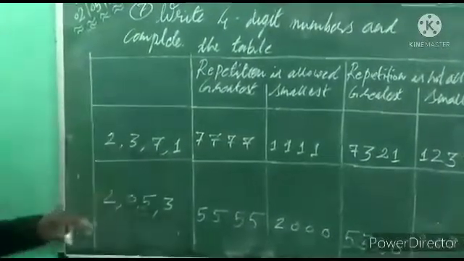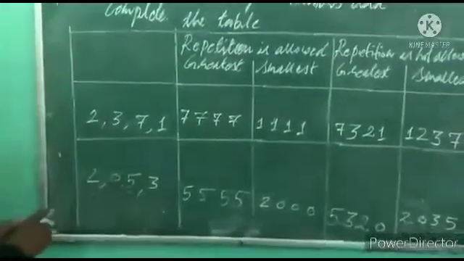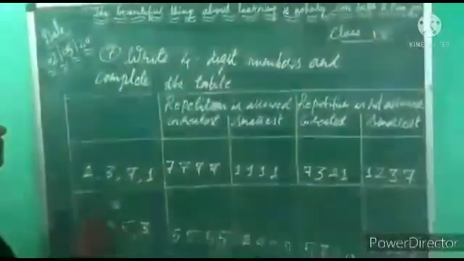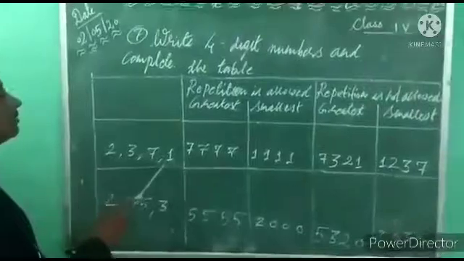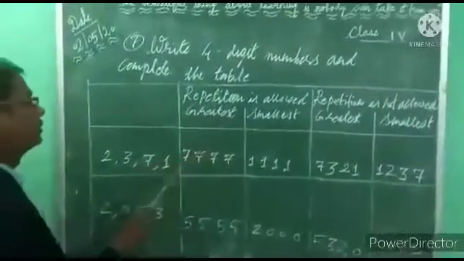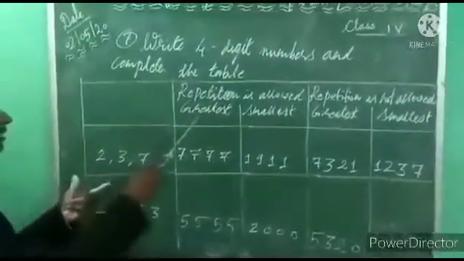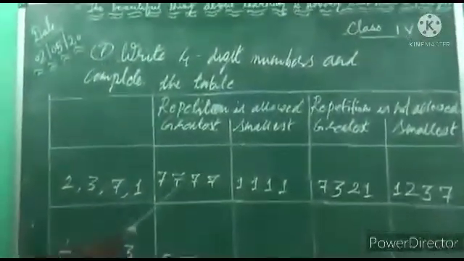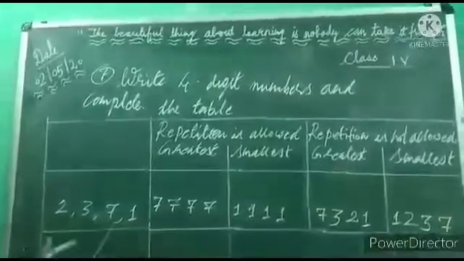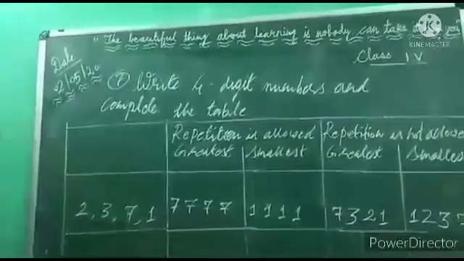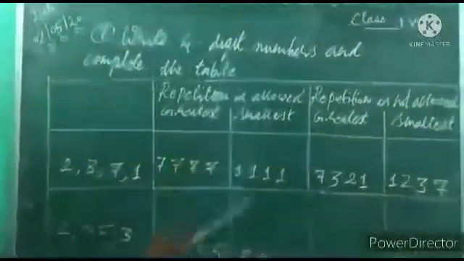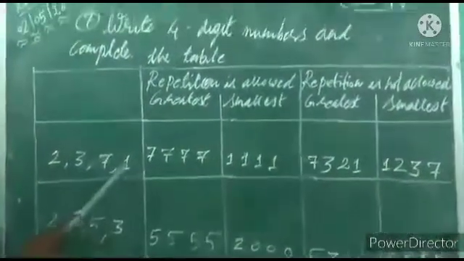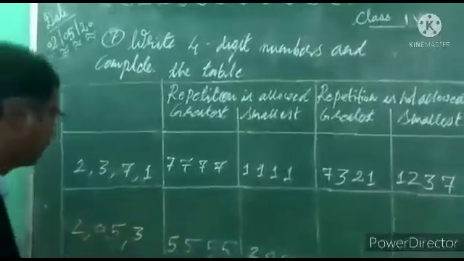So did you understand this question? Again, one time I will repeat that. We have to write 4-digit numbers and complete the table. 2, 3, 7, 1. Repetition is allowed. So select the greatest number. Greatest number is 7, so write 7 four times. Smallest number is 1, write 1 four times. Repetition is not allowed, so go in descending order: 7, 3, 2, 1. Go in ascending order: 1, 2, 3, 7. Over.